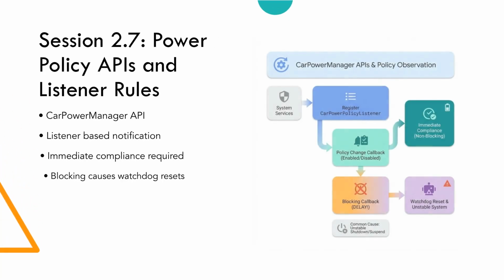Android provides Car Power Manager APIs for observing power policy changes. System services register a Car Power Policy Listener to receive callbacks when policies change. The callback includes lists of enabled and disabled components.